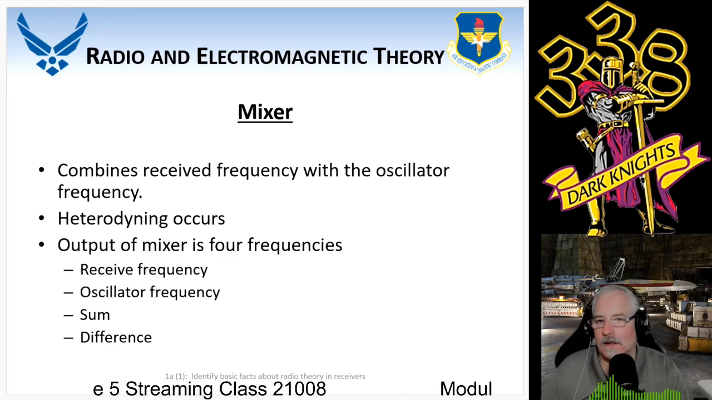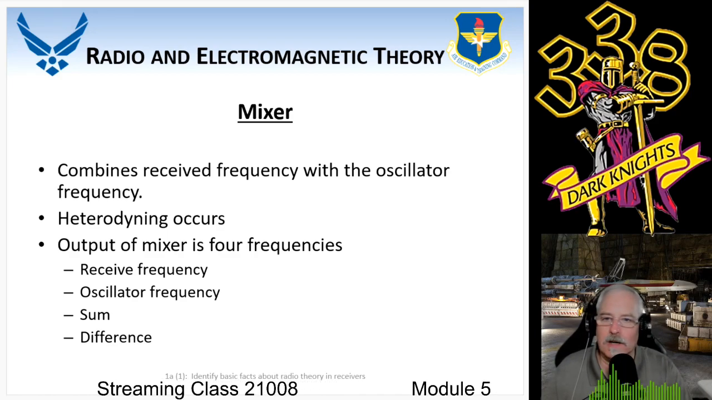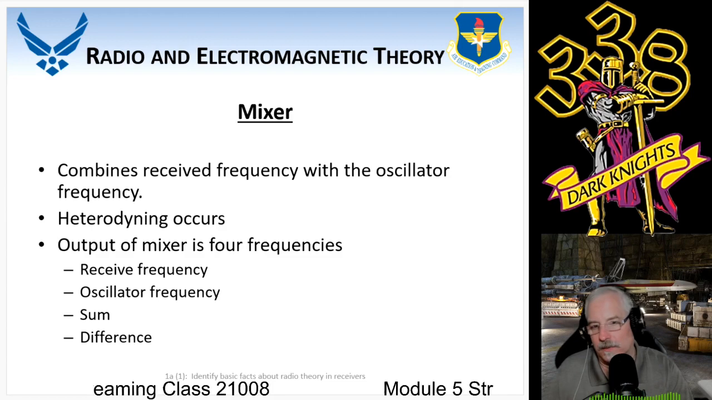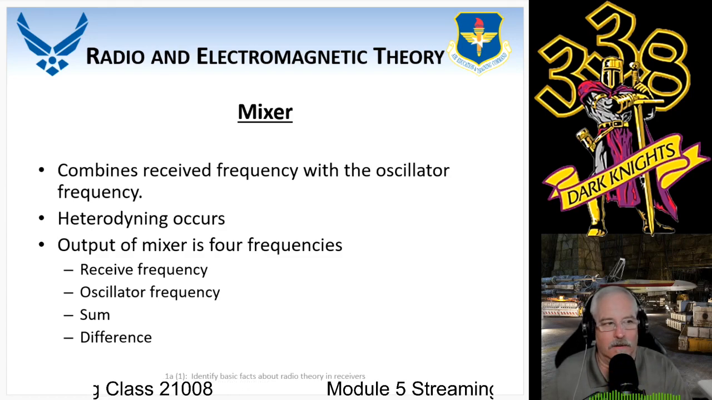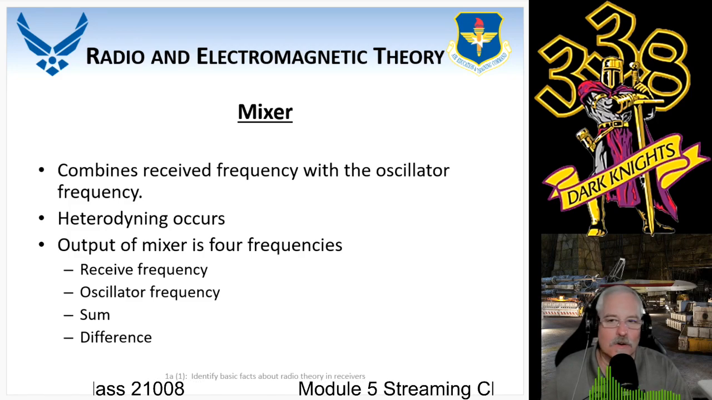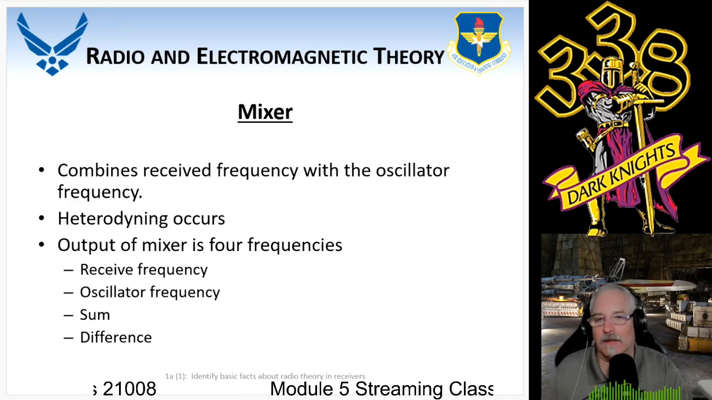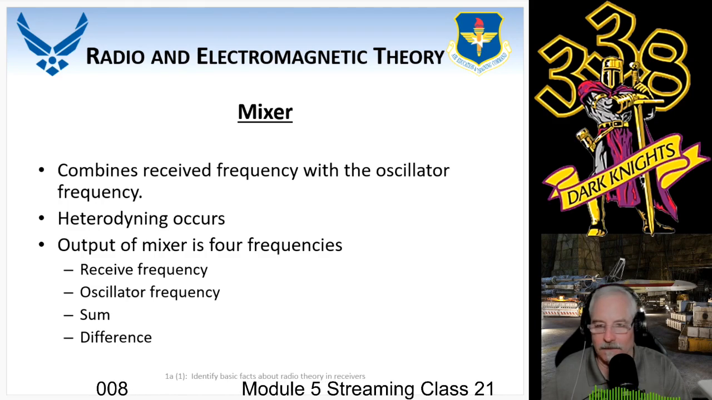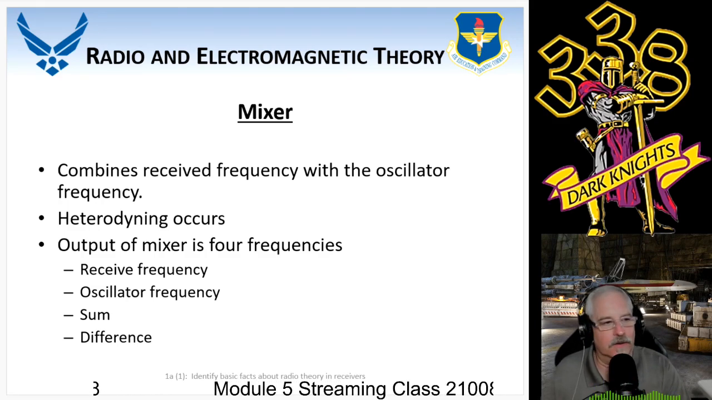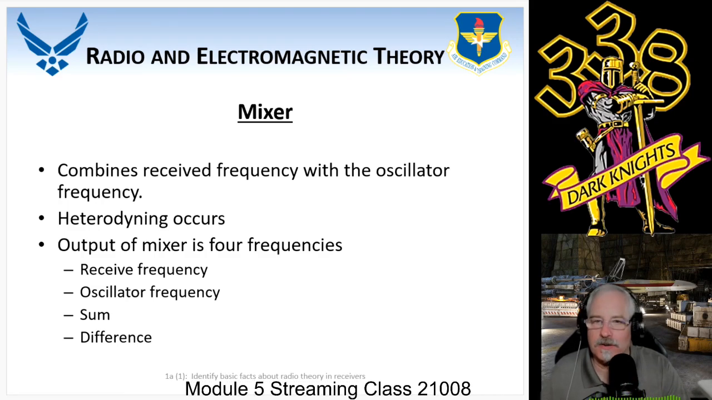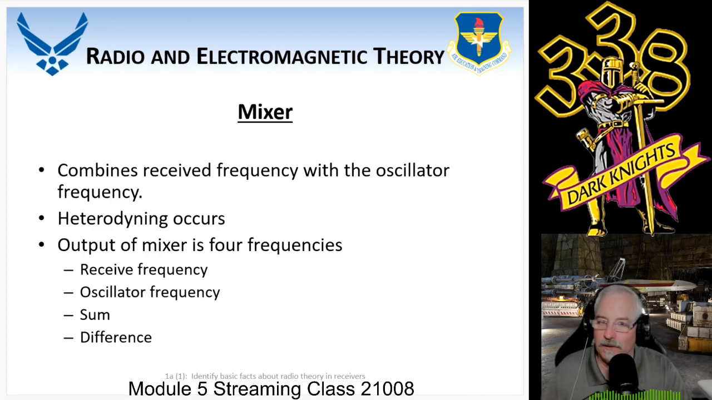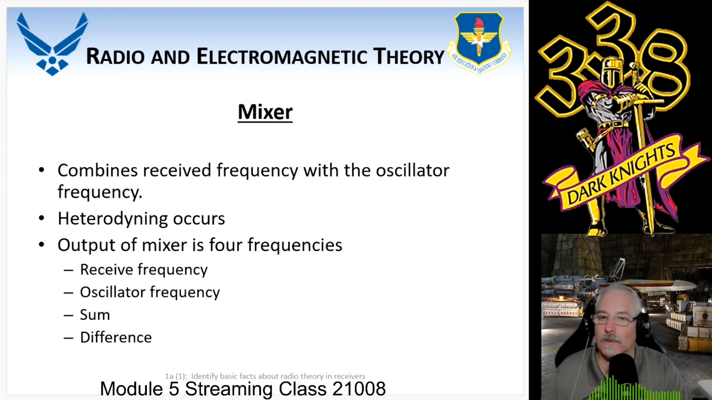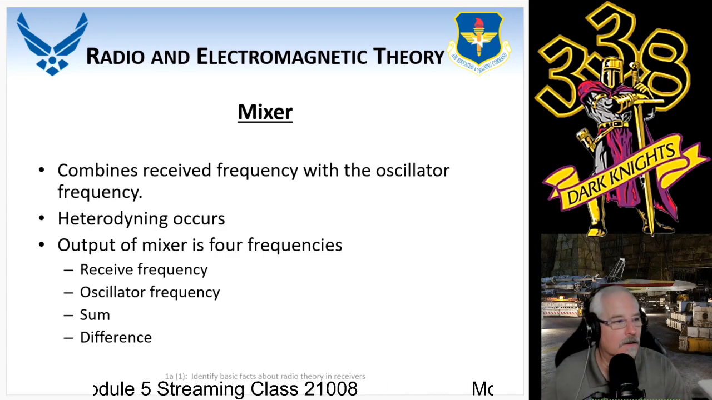Now, you'll notice that the modulator only produced 3, and we got rid of that 4th one, which was the audio, because of the impedance. But this one's a tad bit different. This one's going to give us 4 frequencies. We're going to have the actual receive frequency, the oscillator frequency, the sum, which is the combination of the receiver and the oscillator frequency, and then the difference, where we subtract the 2.